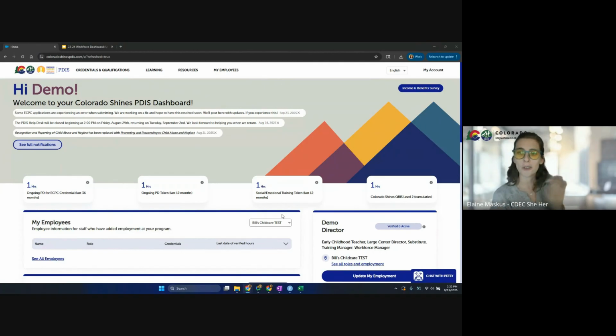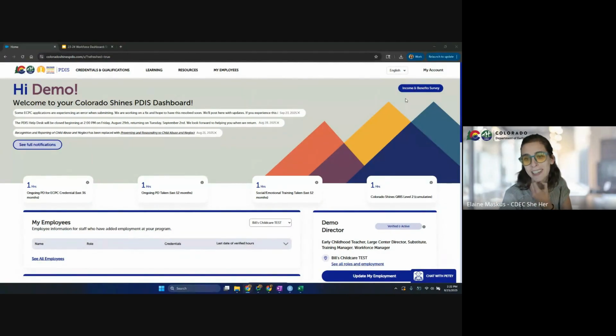Quick plug for folks who are interested in compensation data. This income and benefits survey is how we get that data, and it is open through the end of September. So there's a few more days to encourage folks to complete and send us this data. And there is an incentive. So we will be randomly selecting 50 people who complete the survey to get a $100 gift card. That is not what I'm supposed to be talking about right now, though.